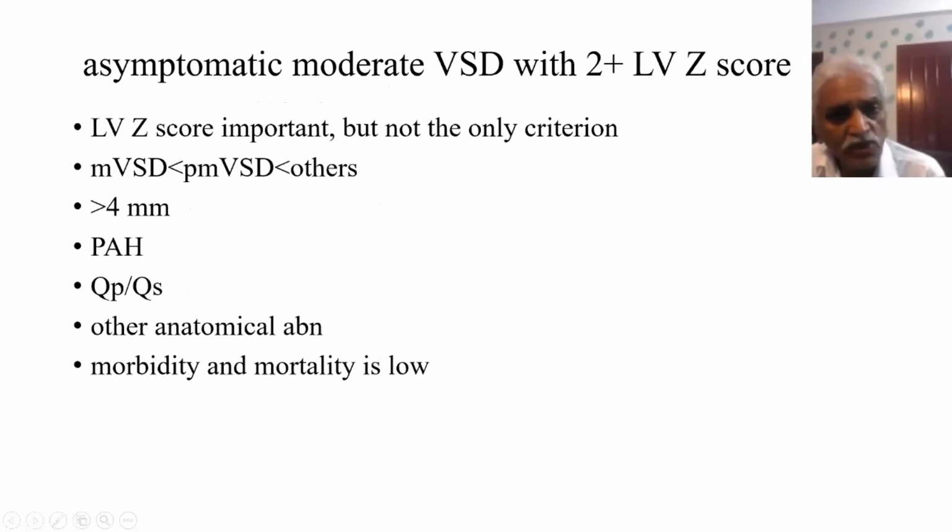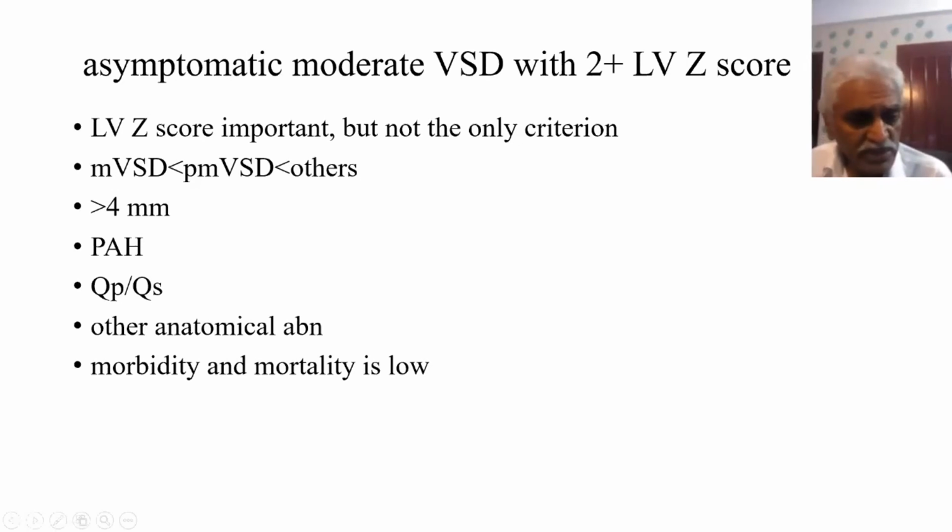So, for an asymptomatic moderate VSD with a +2 LV Z-score, when we consider surgery, this score is important, but it's not the only criterion. If a muscular VSD is seen, especially if the child is, say, less than 6 years of age, one can follow them up. If the VSD is 4 mm at diagnosis, and especially if it is a perimembranous or outlet defect, they are unlikely to close. So there is a lower threshold to close in them.